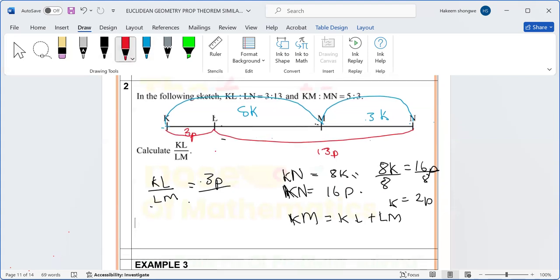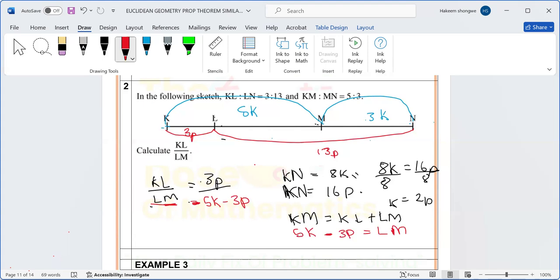Now let's look at what KM is in terms of our variables. Our KM is 5K, and then our LM is KM minus 3P, which is what we are looking for. So we can substitute here. This LM is 5K minus 3P.